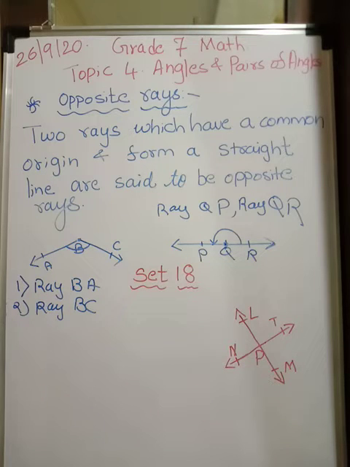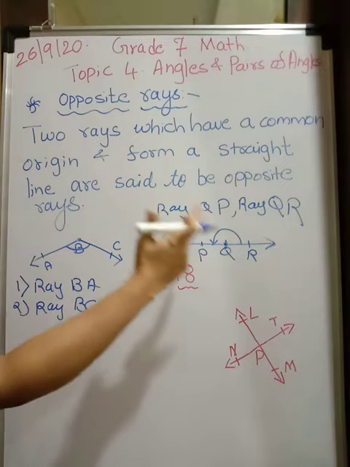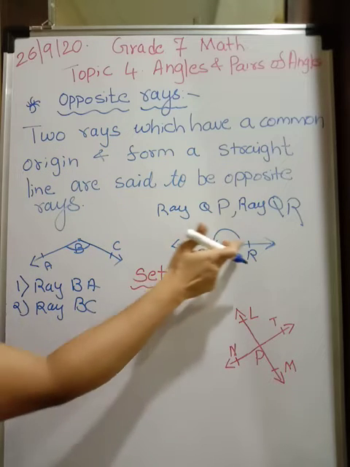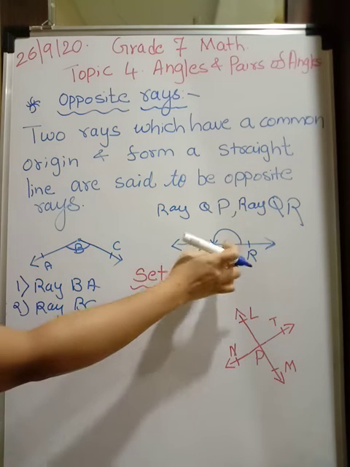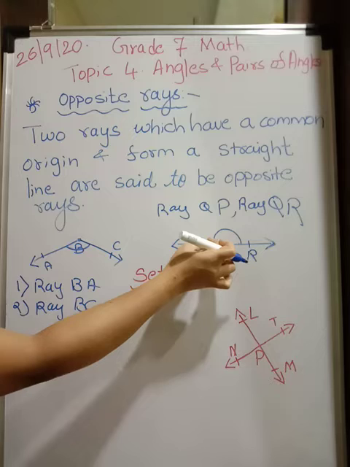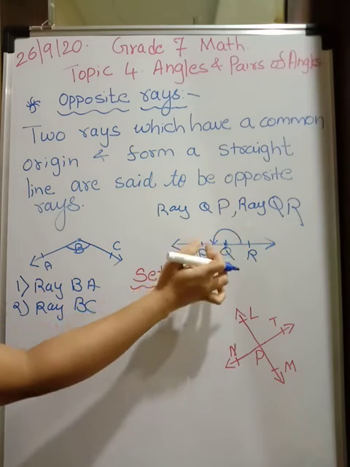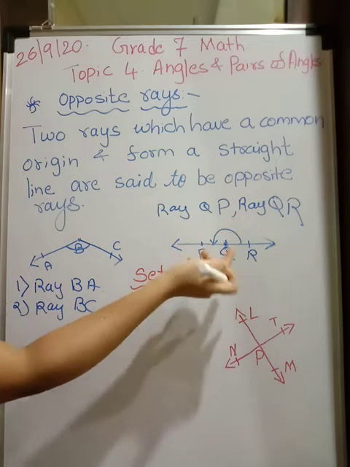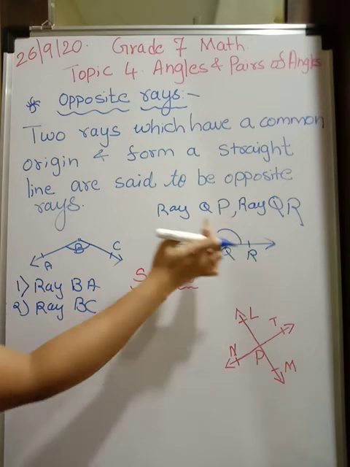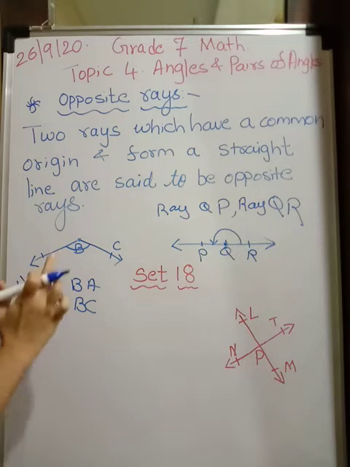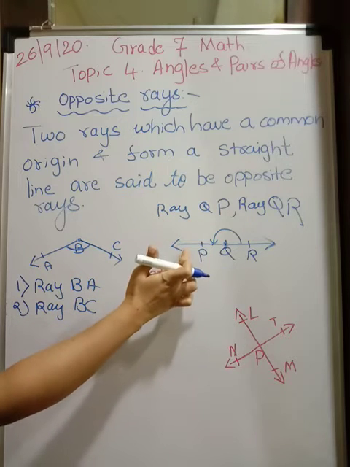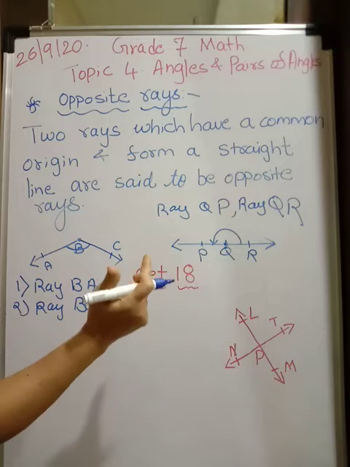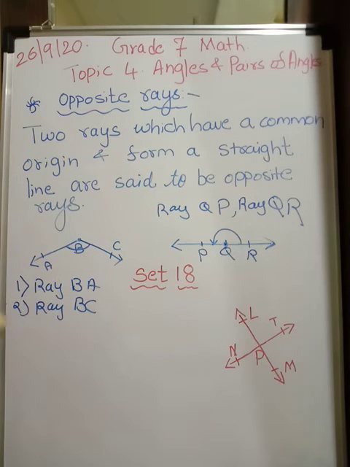Now let us go back to the definition and see. Two rays which have a common origin and form a straight line are said to be opposite rays. So if they have a common origin, that means they are joined to each other, and after joining they are forming a straight line. That means the angle between them is 180 degrees. Such two rays are called opposite rays. So in these two diagrams, only these are opposite rays. Ray QP and ray QR are opposite rays. These two are not opposite rays. I hope the concept is clear.